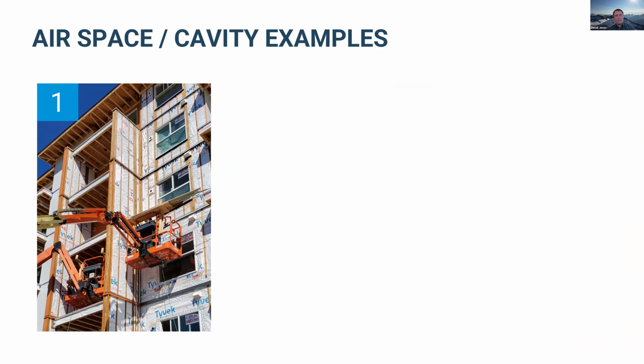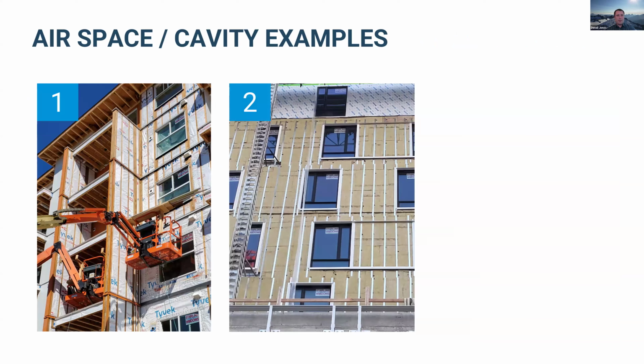Okay, so we've got some examples here of different cavities. So air spaces can be created by a number of different methods, right? So that one example I showed was just vertical wood strapping or wood furring. We see this very often in multifamily buildings. Great way to get that Rainscreen. You've got that vertical cavity where water can drain through and airflow can get in behind the cladding.